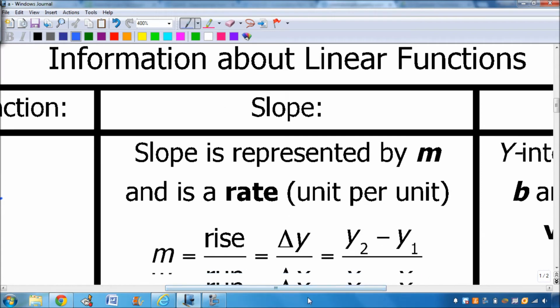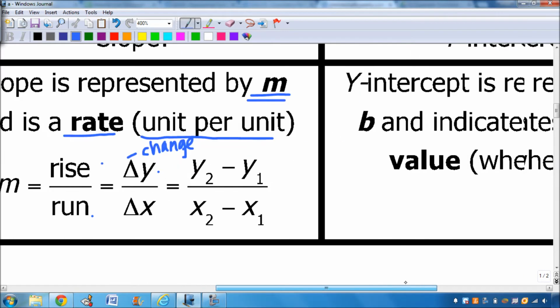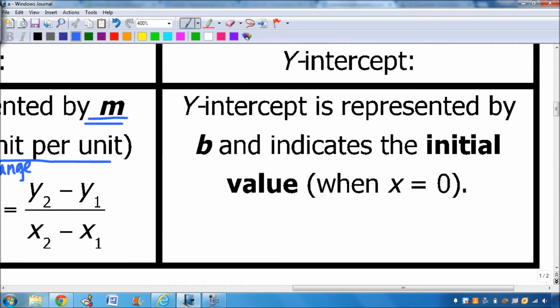So the slope is represented by m, and it is a rate. It's always a unit per unit, so miles per hour, gallons per minute, anything like that would be considered a unit. And then you could find the slope by either doing rise over run, the change in y over the change in x, remember delta means change, or you could do y2 minus y1 over x2 minus x1. All of this is stuff you guys already know, okay? And then the y-intercept is represented by b, and it indicates the initial value, and it only happens when x is equal to 0, all right?